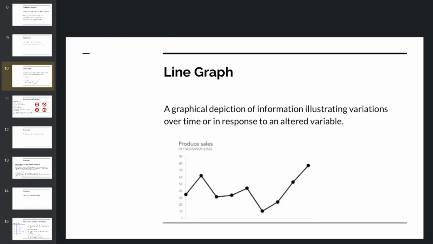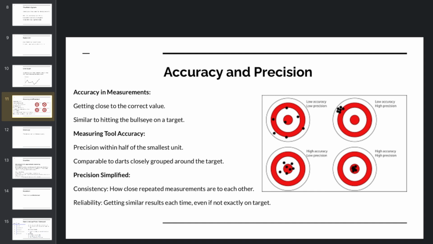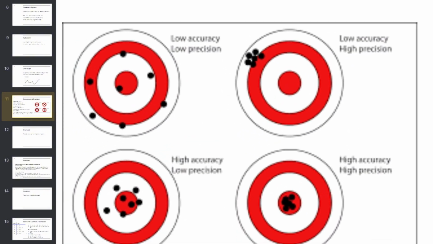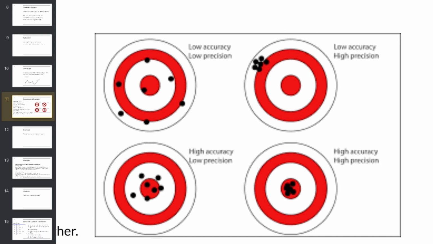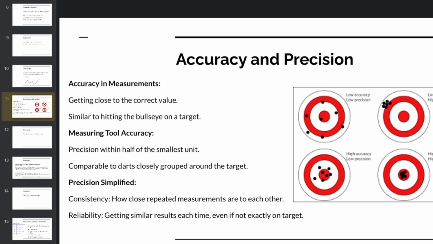So basically, these are just different types of graphs. Accuracy and precision. They might seem like they're the same thing, but they're really not. And this picture genuinely helps a lot. Just kind of look at this first for a few seconds. Okay, good. Now that you've seen it, let's explain what it is.